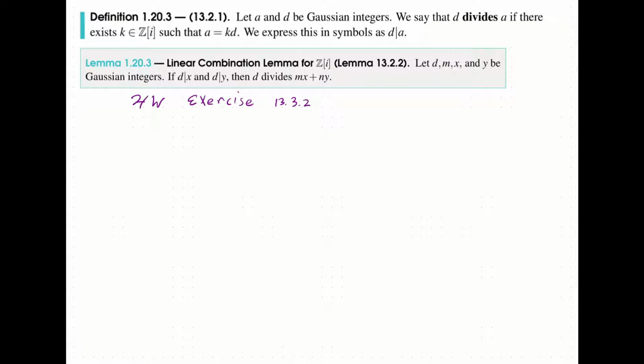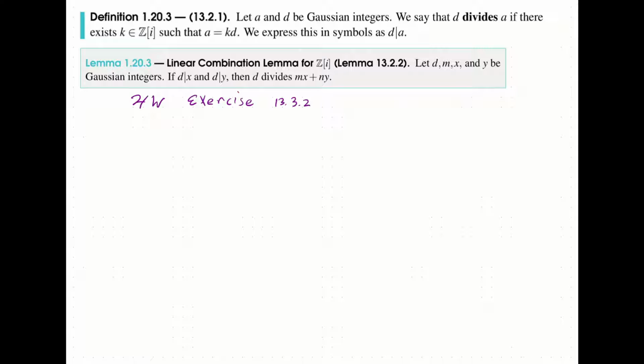In the same manner, the linear combination lemma from the integers continues to hold for the Gaussian integers. And for the homework, you'll go ahead and show that if d divides x and d divides y, now everything is a Gaussian integer, then d divides mx plus ny. And so the proof is going to be the same as the one that we did for the integers, just that now we're working over the Gaussian integers. So far this seems to say that every statement is going to translate verbatim. And that's not the case.